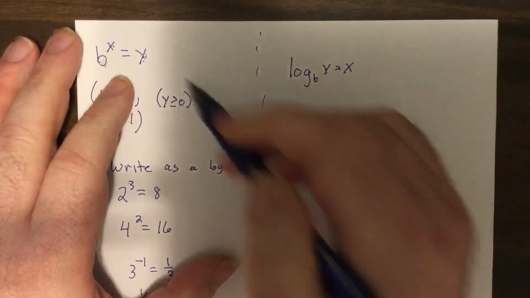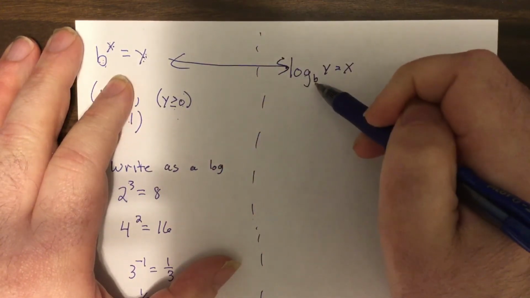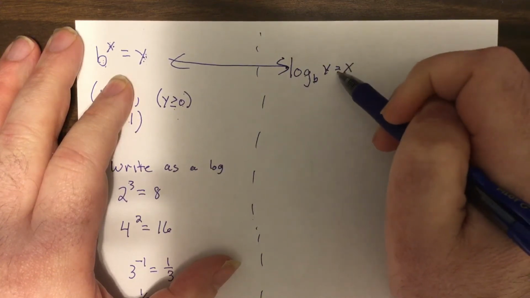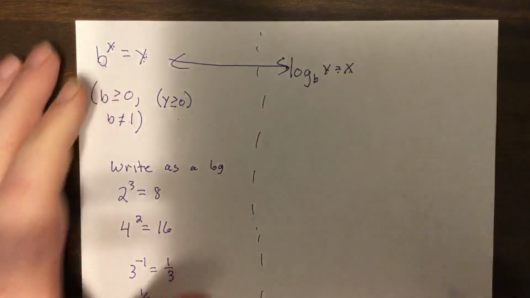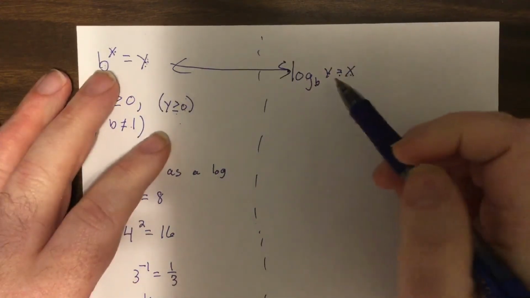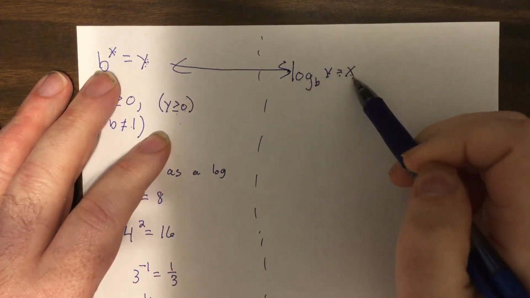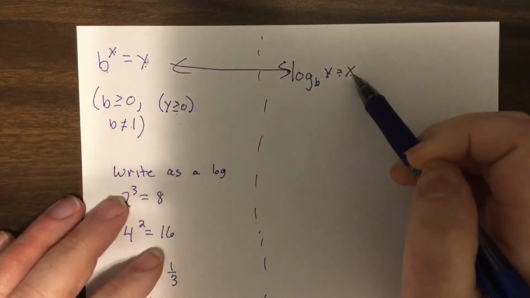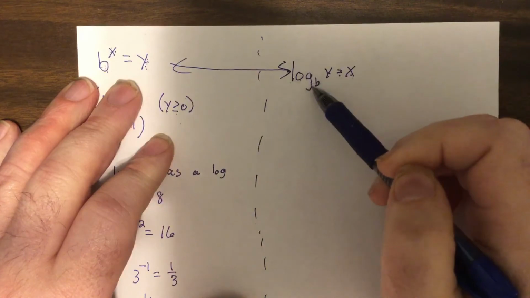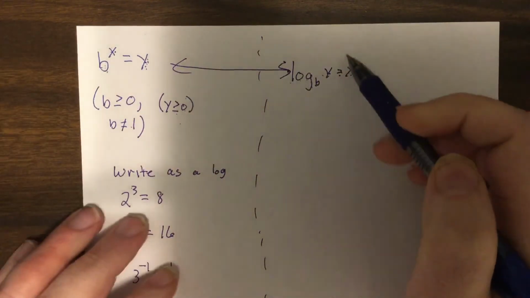So, to write it as a log, you put log, put the base down low, then put the answer, and it equals the power. So now you're working with the power, a much smaller number in most cases. So log base b of y equals x, the power. So b to the x equals y, log base b of y equals x. So you're just rewriting the terms if you want to say it that way.